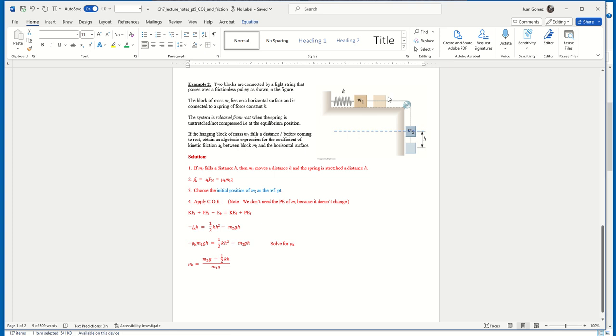And here in example 2, you have two blocks, M1 and M2. They're connected with a string via a frictionless pulley. M1 lies on a surface where there is friction, between M1 and the table. And then the system is released from rest when the spring is in the equilibrium position. The spring has some spring constant K.